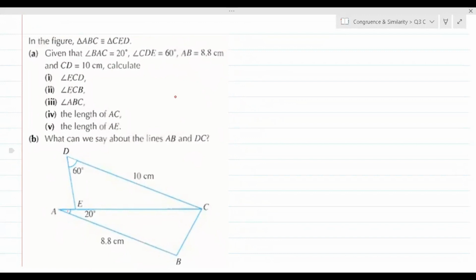फिर एंगल CDE 60 है, ये भी हमें पता चल गया. AB की लेंथ उसने हमें 8 बता दी, 8.8 है, and CD is 10. The question wants me to figure out angle ECD, E, C and D, which means ये वाला angle. First step in questions का मैंने पहले भी बताया था. Point A is the same as point C in the other triangle. Point B is the same as point E in the other triangle, and point C is the same as point D in the other triangle.